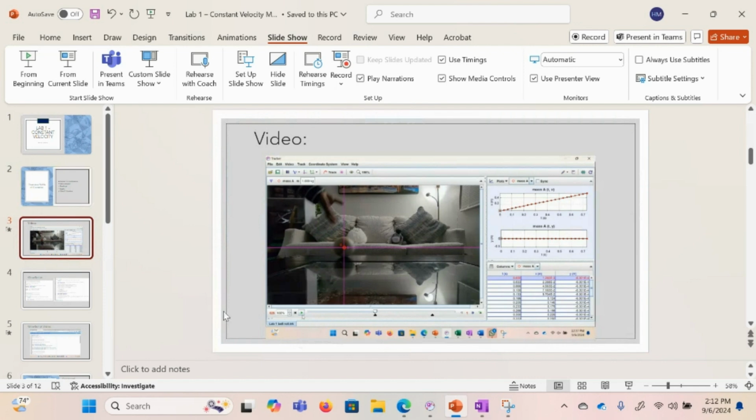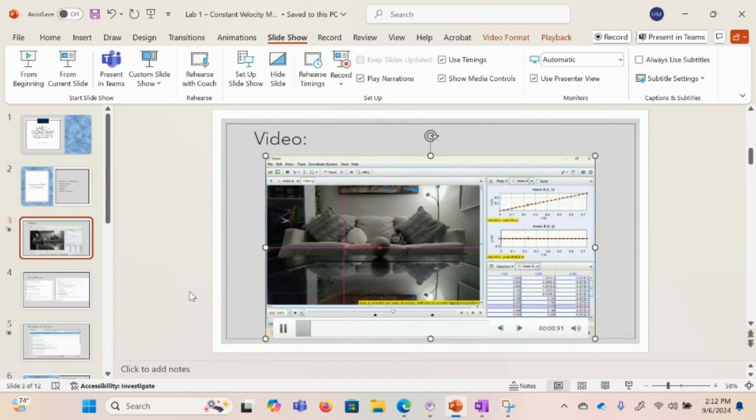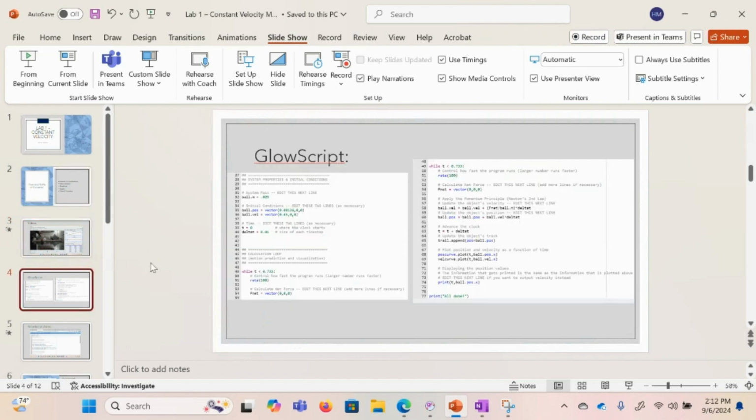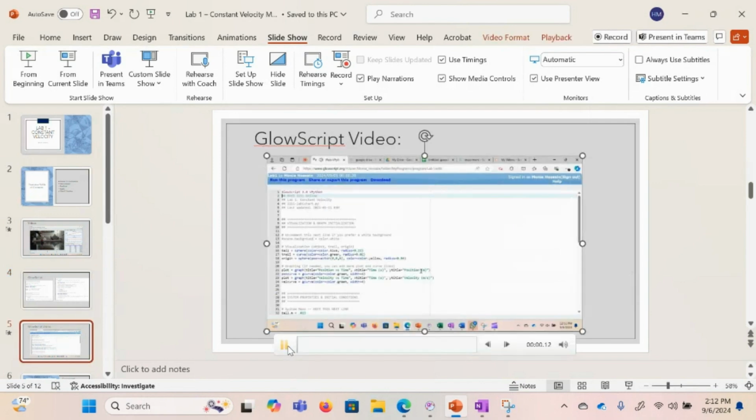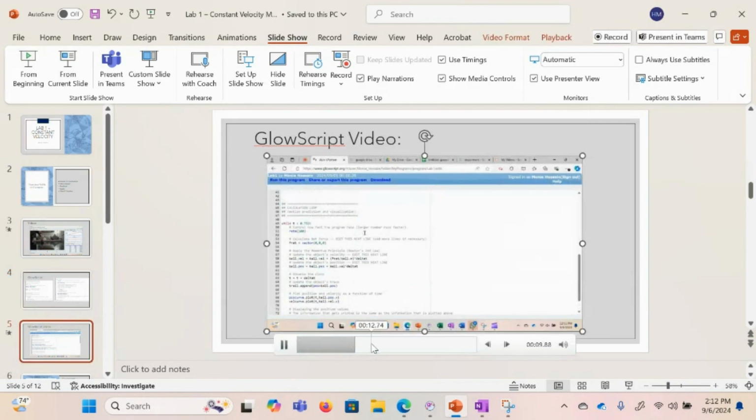The video of the ball was put in Tracker to gather time and position points, as you can see here. Then I use those data points in my GlowScript code, as you can see here. Then we get this model when we run the code.